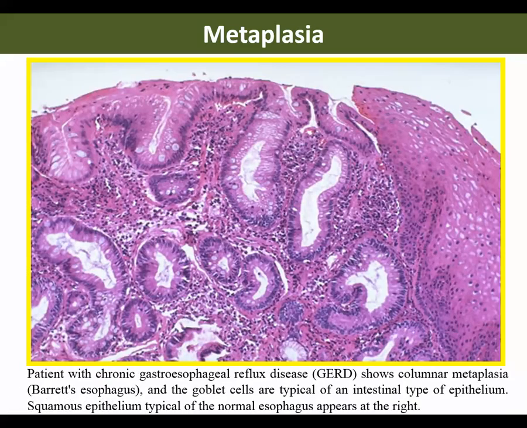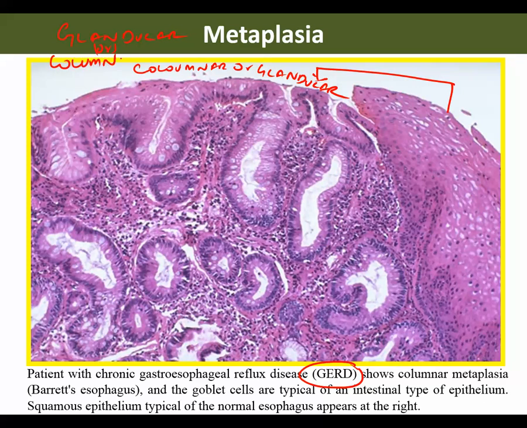So this is the gastroesophageal reflux disease. This is the squamous epithelium of the esophagus, and it is becoming like a columnar or glandular epithelium. It is called glandular or columnar metaplasia.